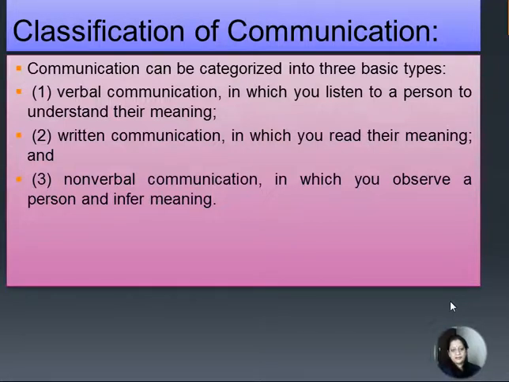Non-verbal communication, in which you observe a person and infer meaning. In non-verbal communication, you are not using any kind of words or any kind of written documents. That kind of communication is known as non-verbal communication. That means only by facial expression you can make the other person understand in what mood you are and what you actually want to communicate. For example, when our parents are angry, they are not going to use any kind of words, but with their facial expression you come to know that your parents are not in a good mood. So that is known as non-verbal communication. So there are three ways of communication: verbal, written and non-verbal communication.